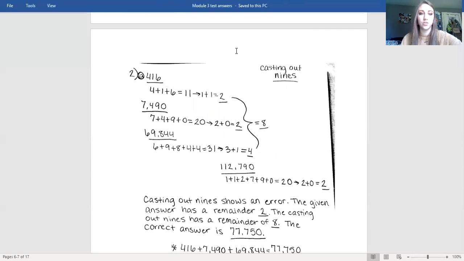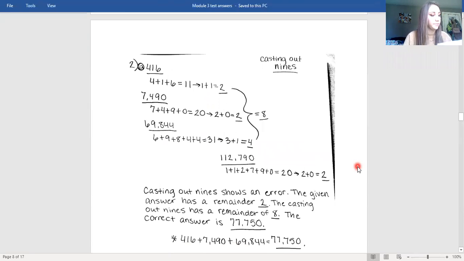Okay, well now we're going to start with number 2, casting out 9. Okay, and so the first thing we do is we add up each number. So 4 plus 1 plus 6 equals 11. Well, you don't want 2 digits, so you'll just add 1 plus 1 for 11 equals 2. 7,490, you will add it up and it comes to 20. Well, 20 you'll go 2 plus 0, which equals 2. 69,844, you added that up, that comes to 31. So 3 plus 1 equals 4. So that becomes 8.